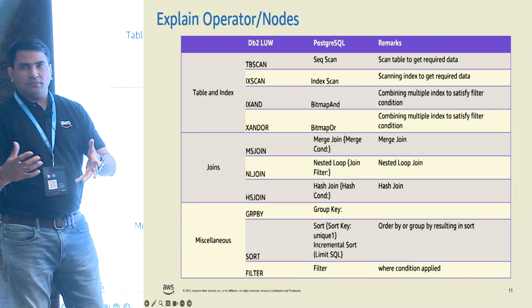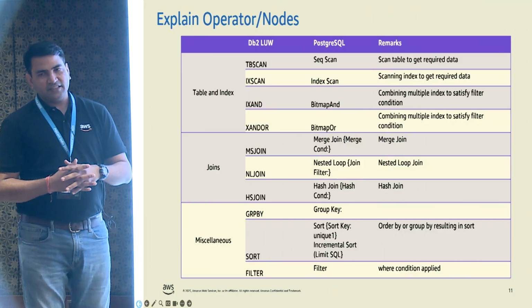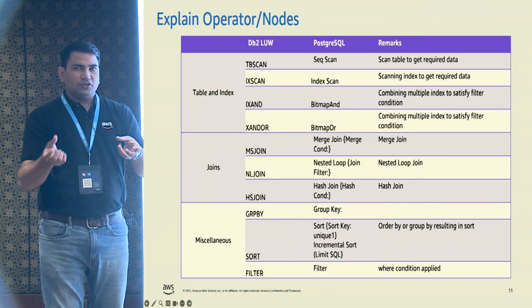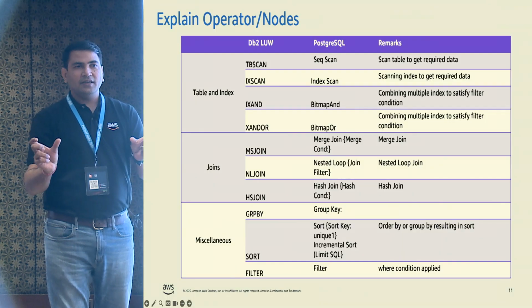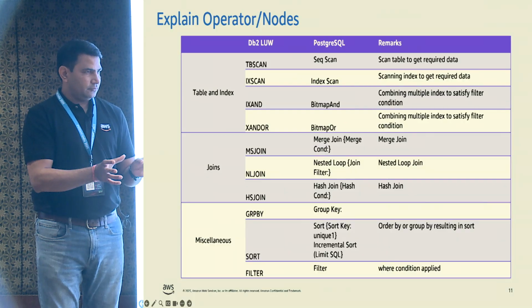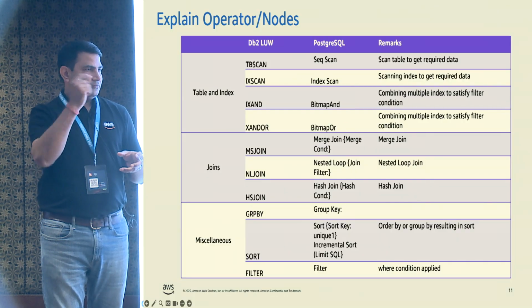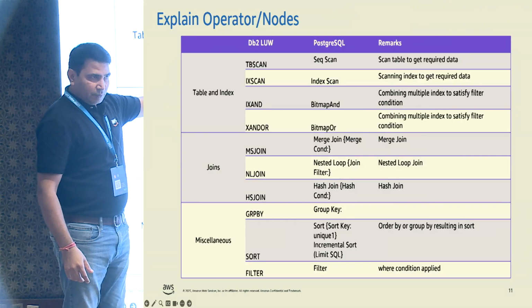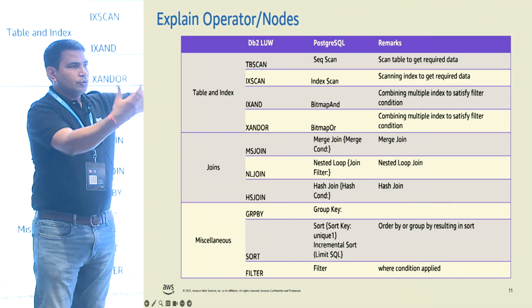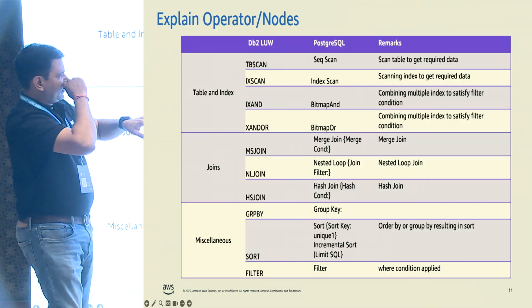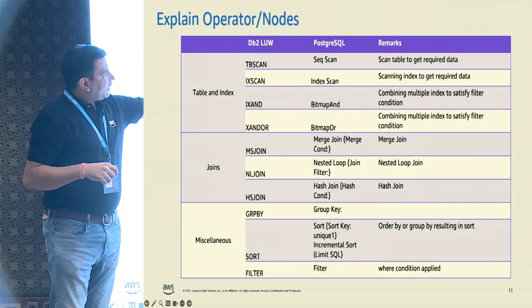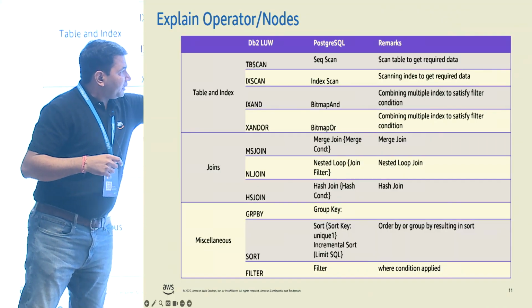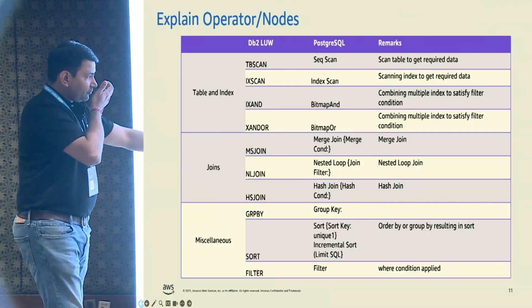What is IXAND? If your condition is such that the optimizer or the execution plan can get a better output by using 2 indexes to fulfill your condition, say a join between 2 IDs, and it used both of the table's indexes, that is shown as IXAND on the DB2 side, but it is bitmap and on the PostgreSQL side. This is the comparison I am making. And for OR, if you have OR conditions, the equivalent is bitmap or on the PostgreSQL side.